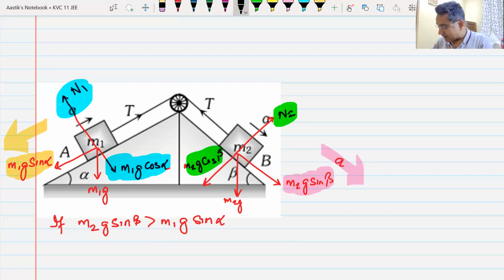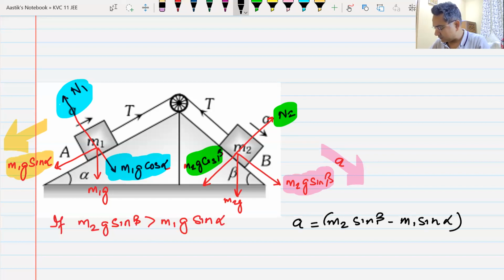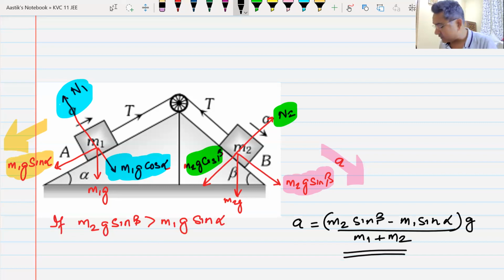Once I understand this, I can straight away write the acceleration of the body. What will be the acceleration of the body? M2 sine beta minus M1 sine of alpha, multiplied by G, divided by M1 plus M2. That would be the acceleration of the blocks.